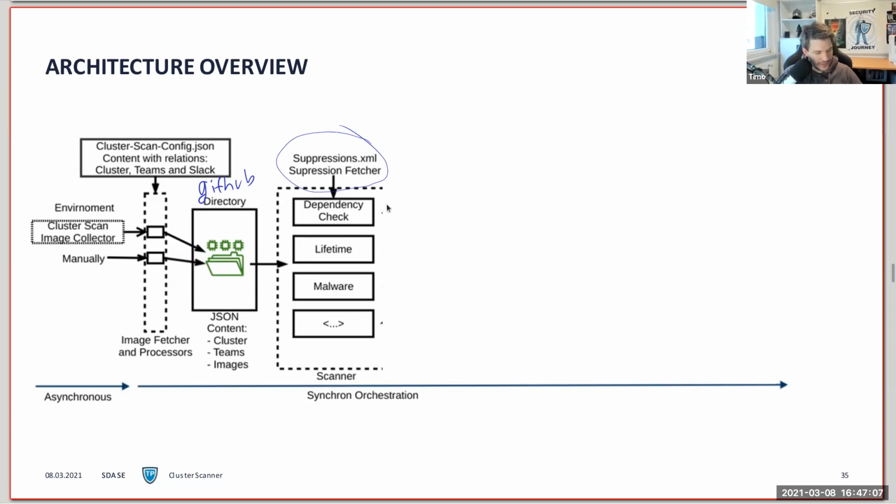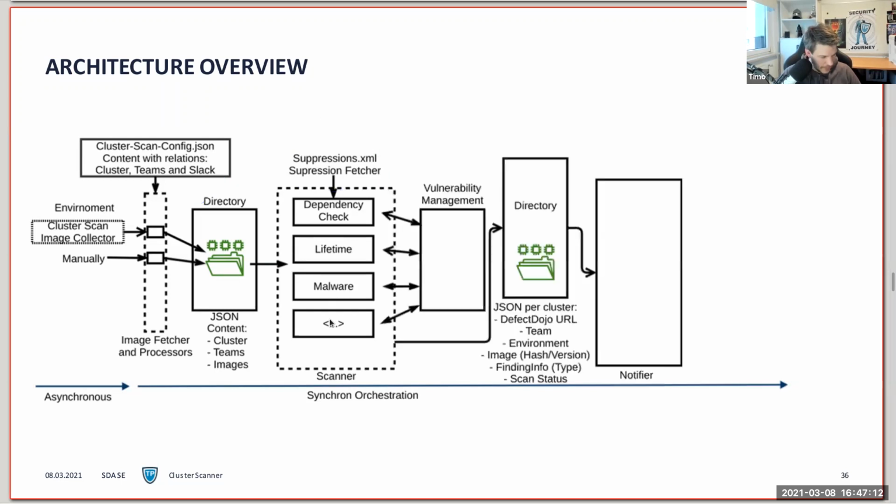Then you have the other scans which I showed already, lifetime, malware, and the other ones. And they are obviously creating reports. So they need to be pushed into the vulnerability management system. This is the one way. And then the scanner itself, the engine here, also needs to get back what actually is handled. Because when you have a false positive and the team marks it as a false positive, for me, that means it's handled and I don't need to notify someone because they took a look at it and defined it's a false positive.